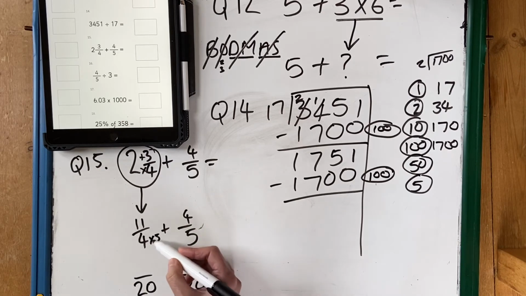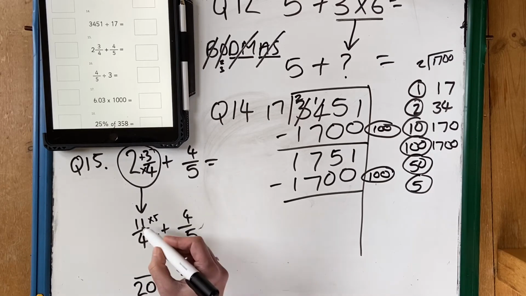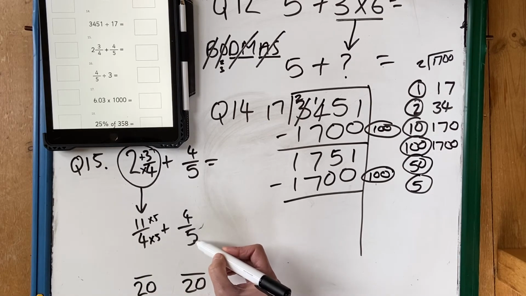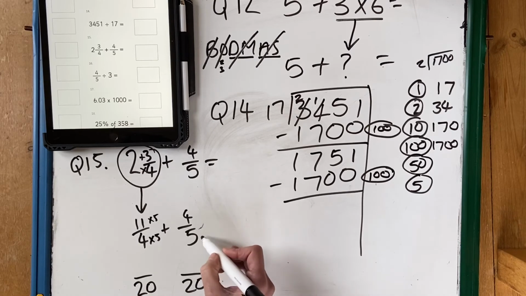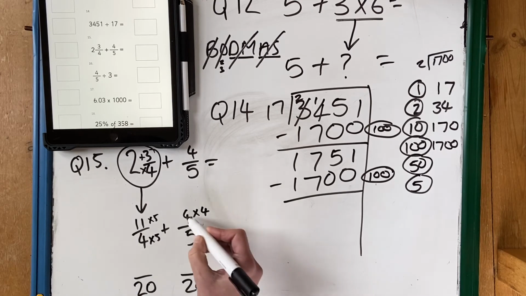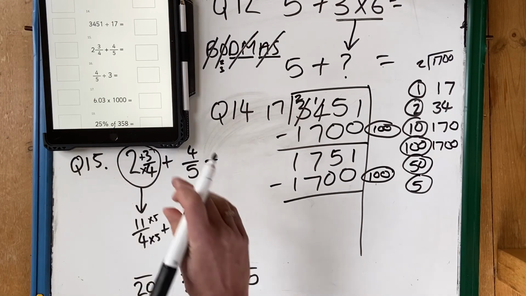If you multiply the denominator by 5, you have to multiply the numerator by 5. So 11 times 5 is 55, so write your 55 there. Fifths into 20ths, what do you multiply by? You multiply it by 4, so you multiply the numerator by 4. So 4 times 4 is, you tell me, write your answer there. And now the denominators are the same, you can now solve the calculation and the answer will be in 20ths.